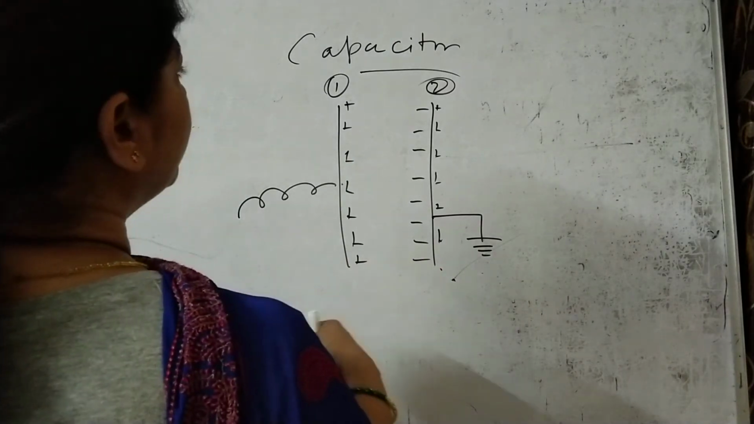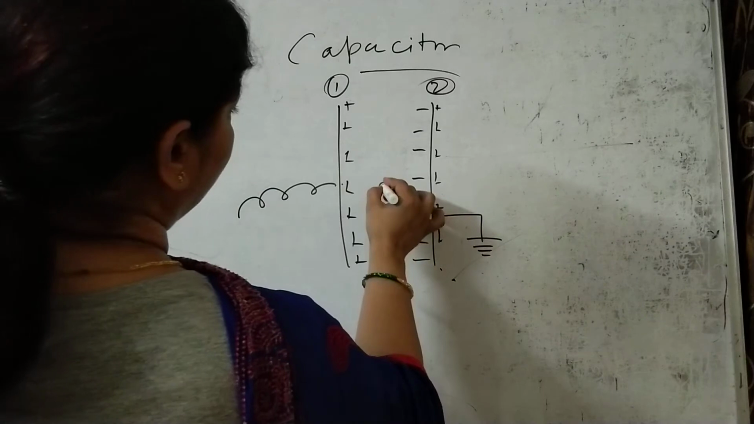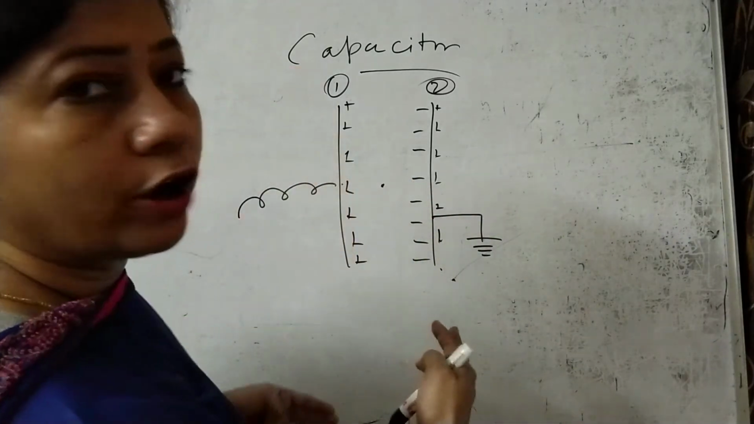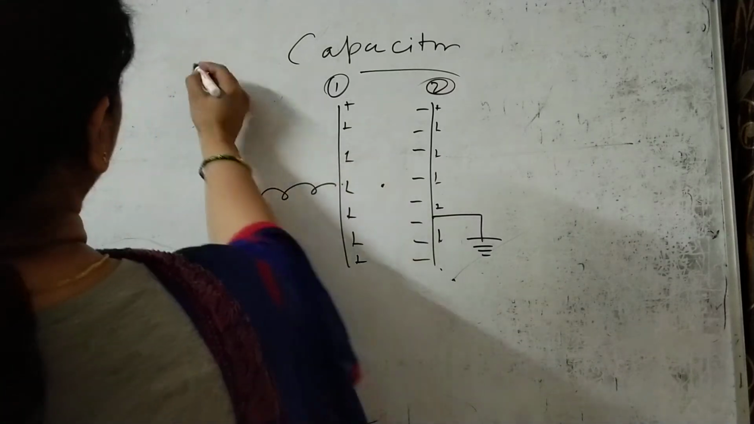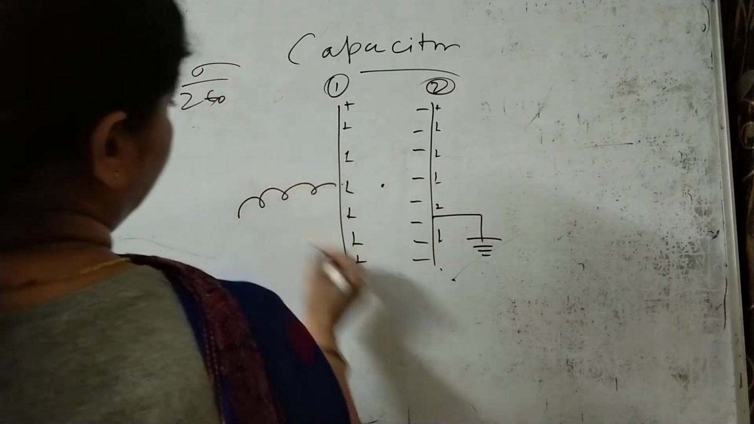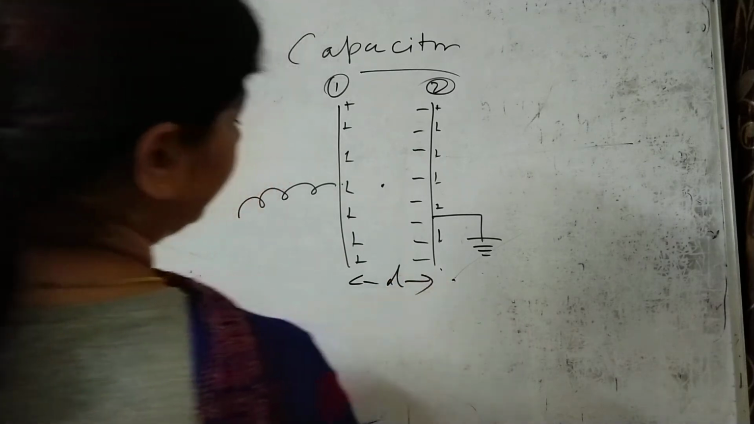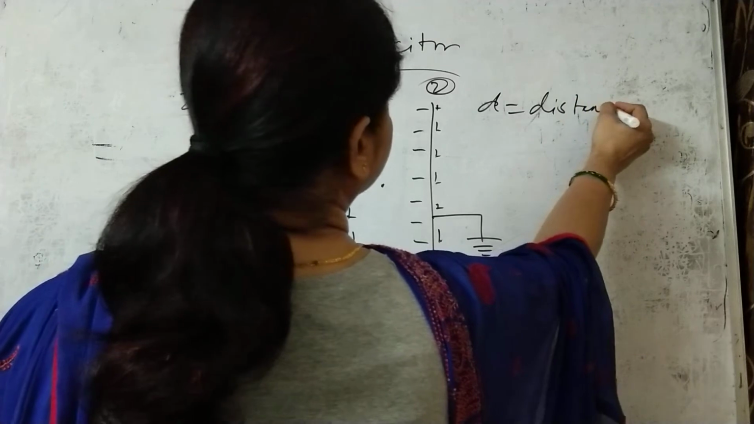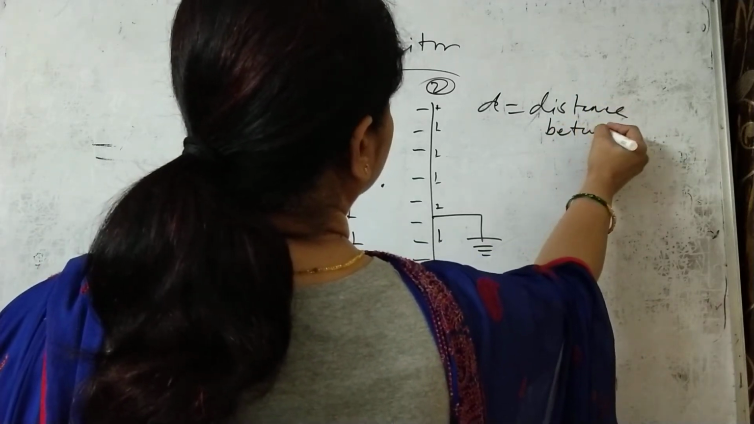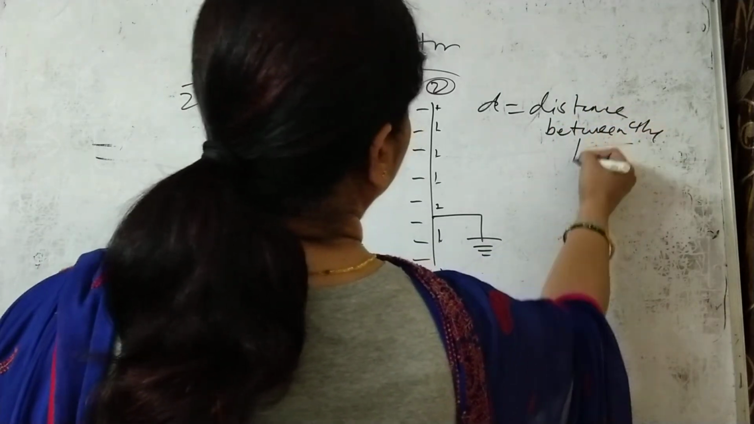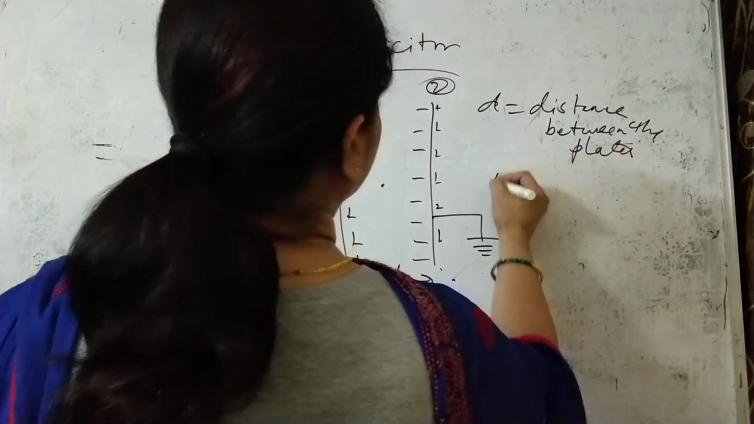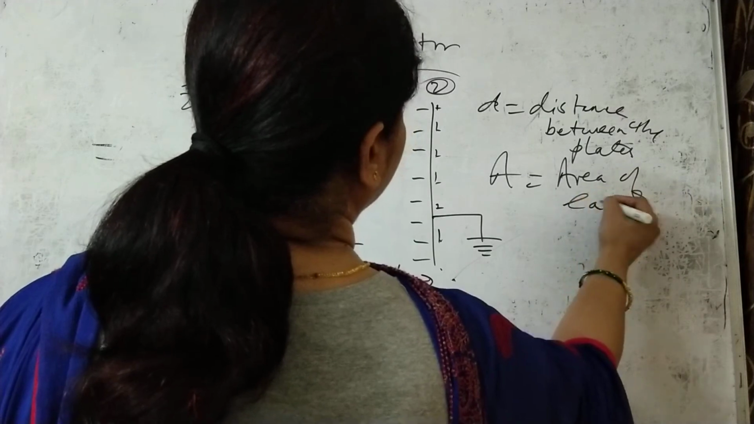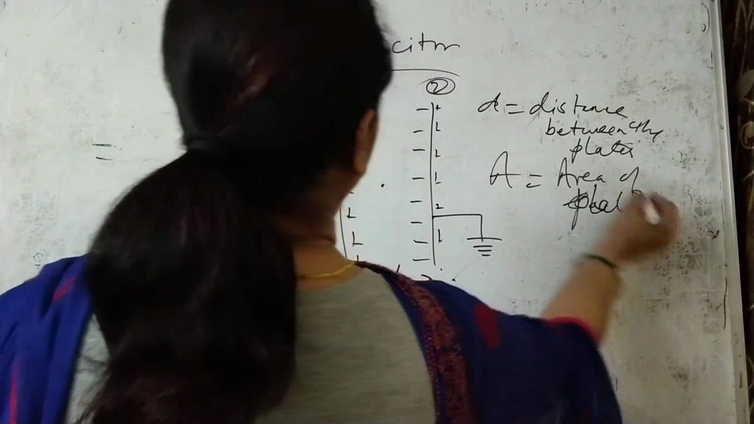Okay, so here, if I want to find out the electric field at the center for one plate, according to Gauss's theorem, electric field is what? Sigma by 2 epsilon naught. The distance between the two plates we have taken as d. Small d is the distance between the plates. Capital A is the area of the plate. This area.